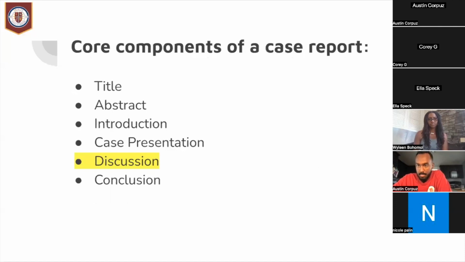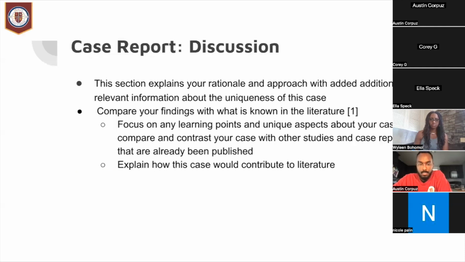So since we have the introduction out of the way, it's time to discuss the discussion part. This section explains your rationale and approach, with additional relevant information about the uniqueness of the case. For the discussion, focus on any learning points and unique aspects about your case, and compare and contrast your case with other studies and case reports that are already published.